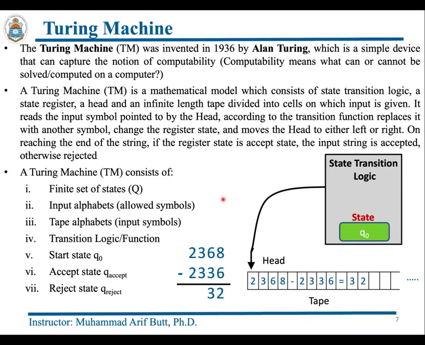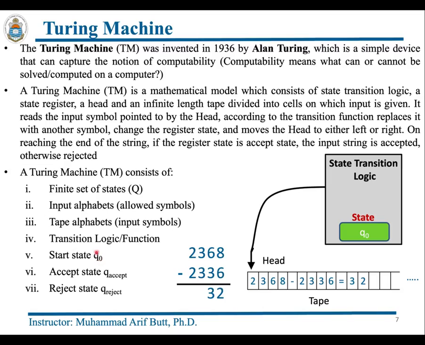So a Turing machine consists of a finite set of states, which is represented by Q, input alphabets, that are the allowed alphabets, the tape alphabets, which are the input symbols that can be written over here, and the transition logic or function using which this head will move to either left or right by writing something over here and changing the state as well.